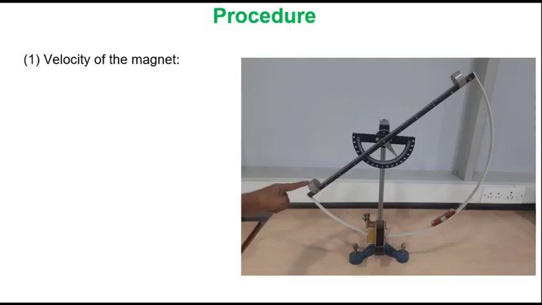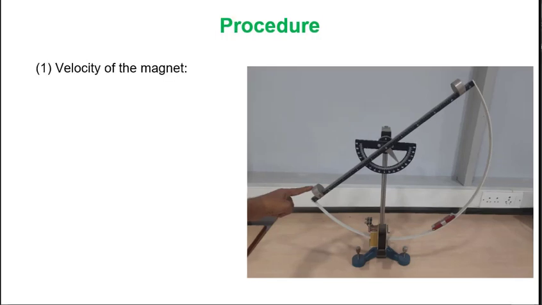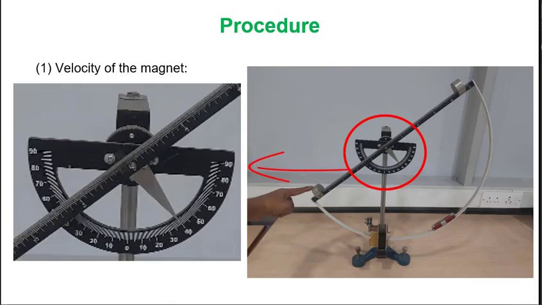Let us talk about the procedure to be followed in order to verify Faraday's law. For this, we need to vary the velocity of the magnet passing through the coil. We can do this in two ways. One, we can start oscillations of the magnet by displacing it to different initial angular amplitudes. The initial angular amplitudes of the oscillating magnet can be seen in the D-shaped scale in the setup.